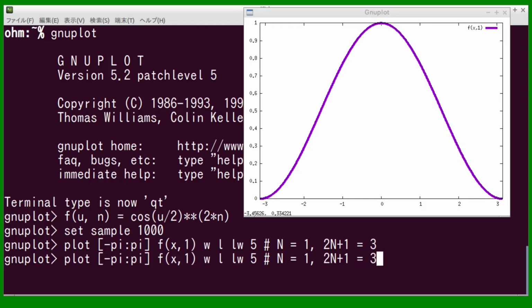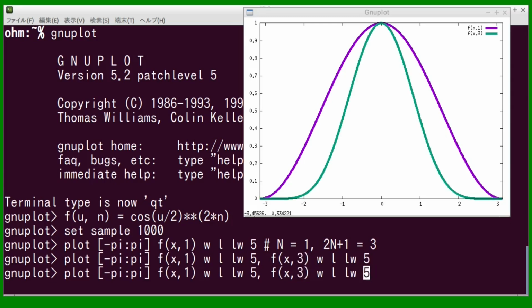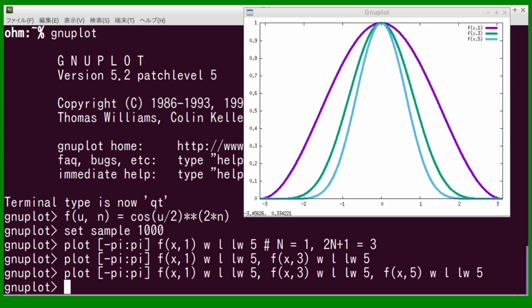Now let us see what happens when we increase the number of elements. We increase it a little, and this is a 7-element array. Then we increase it by 2 more. Now this is an 11-element array.